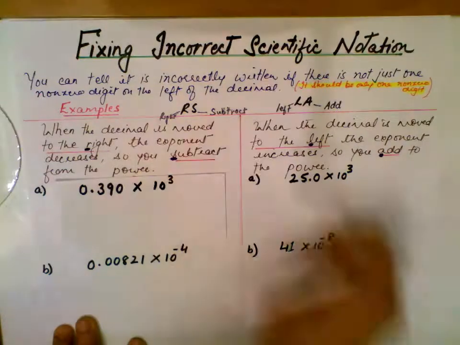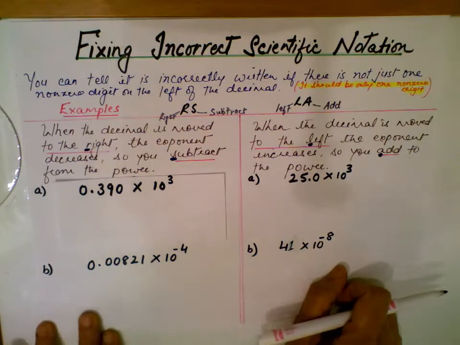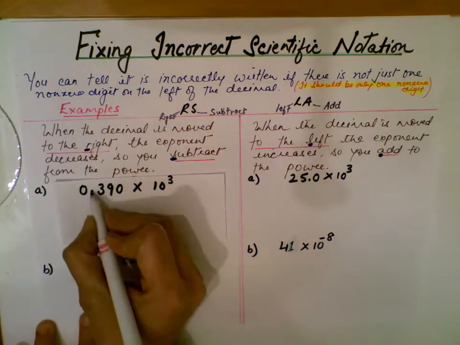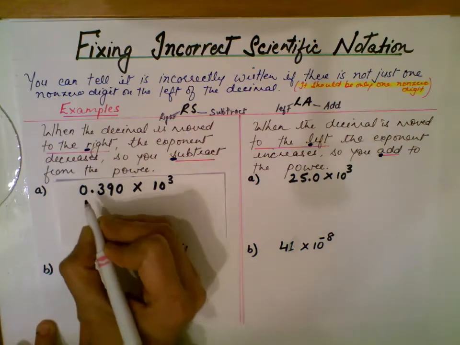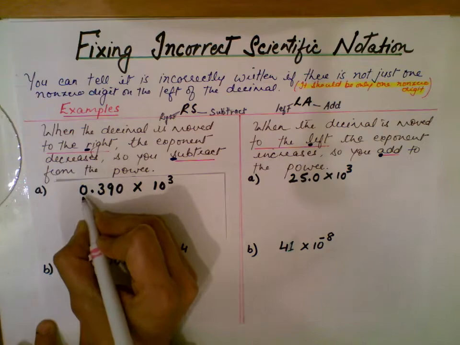On fixing incorrect scientific notation. How do you even figure out if the scientific notation is not correctly expressed? You look at the first part here. You should have only one digit to the left of the decimal, and that digit should be non-zero. So remember, it should be non-zero and only one digit.